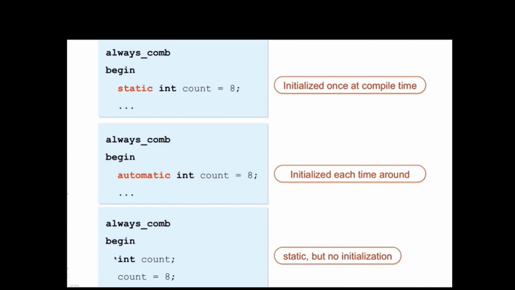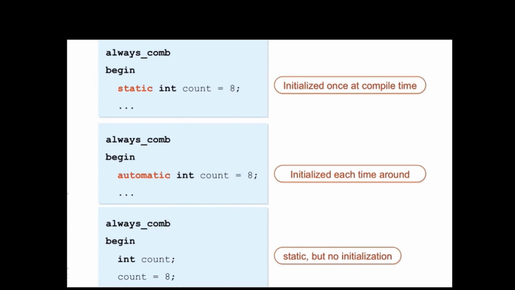And then finally, this is normal. Again, static is actually the default. So in this case, count is declared as a static int, but it's not initialized. And so it'll start out at, well, the default value of int is 0. So it'll start out at 0, and it'll remain, well, in this case, we assigned it to 8. But again, it maintains its value from invocation to invocation, basically when the always block runs.